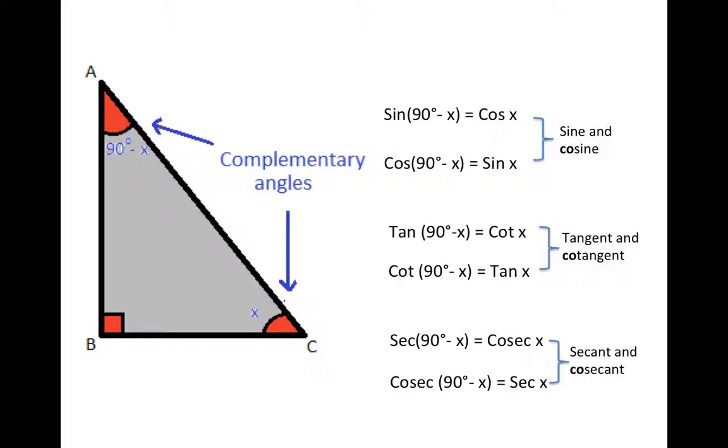And you can see the same thing's going to happen here. The proper name of sec is actually secant. So secant and cosecant share this complementary angle relationship. Pause the video now and get this slide down in your books, including the diagram.